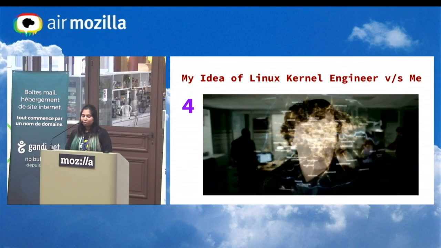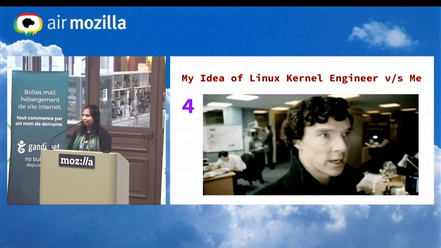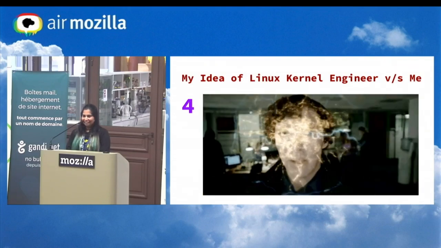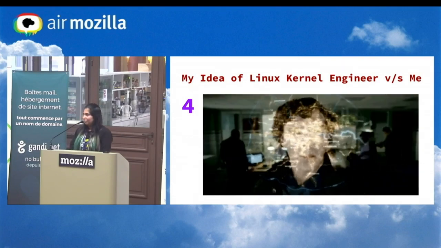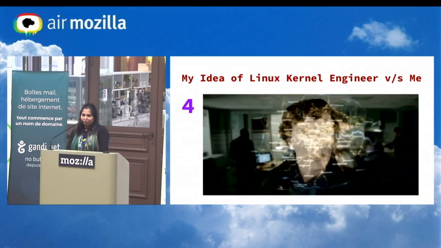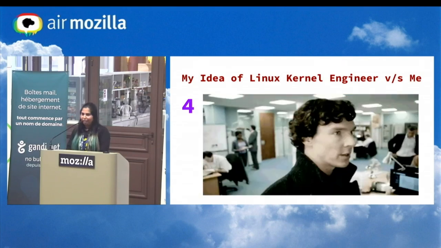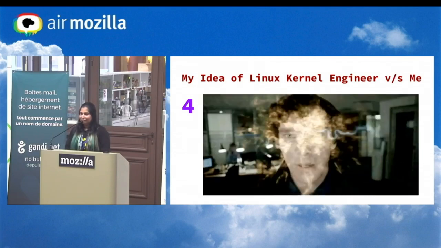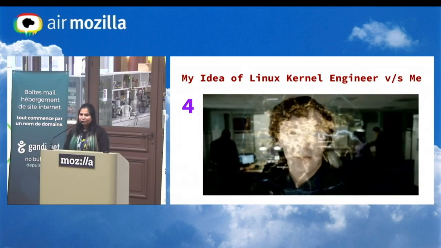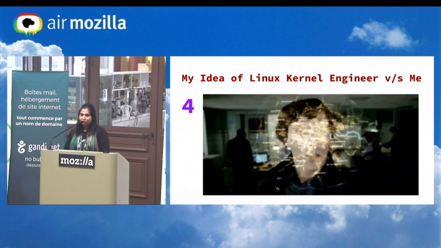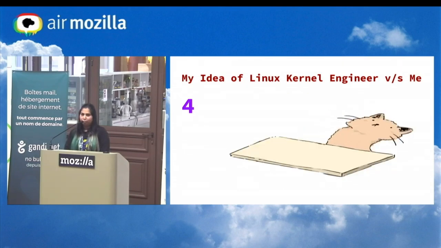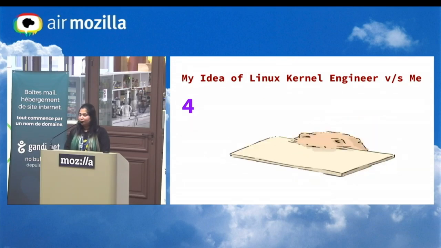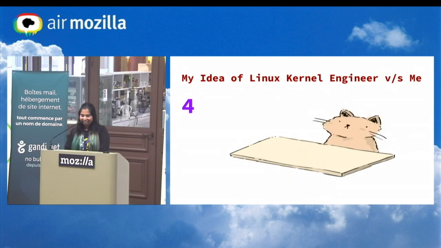Fourth thing, for some reason I thought that this is how Linux kernel engineers look. They are like Sherlock Holmes. They have probably some tricks where they save information in their hippocampus and then fetch it and then write the programs, and wow, their code works. I didn't know how to switch from this to this. It seemed really hard. Again, not the cat to human transformation.